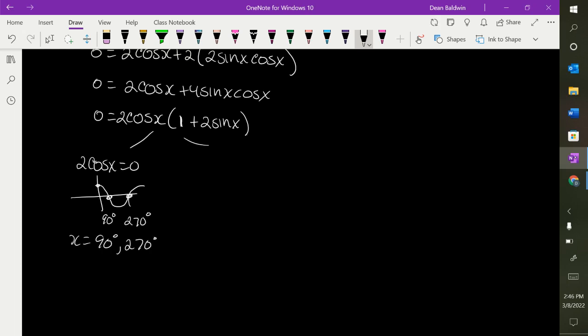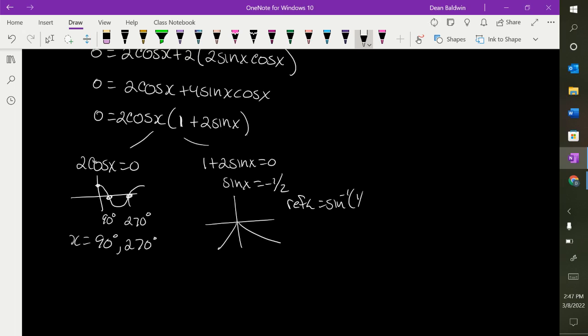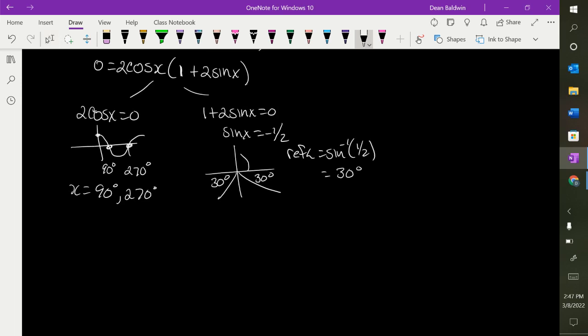For this bit, I get 1 plus 2 sine of x is equal to 0. So that means sine of x is equal to negative a half. Sine, if you remember, is negative in the third and fourth quadrant. Your reference angle, you don't use the negative, and you're going to get 30 degrees. So that's 30, and that's 30. So the rotation to there is x is equal to 180 plus 30, which is 210, and that's 330 all the way around to there. So these are your critical numbers.